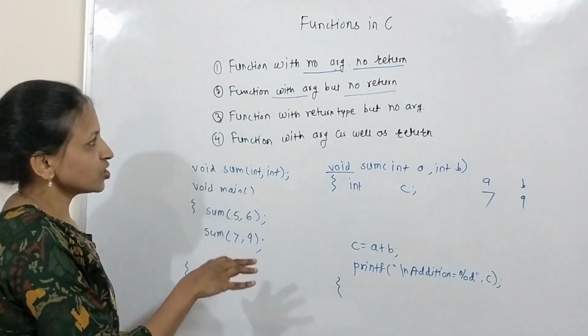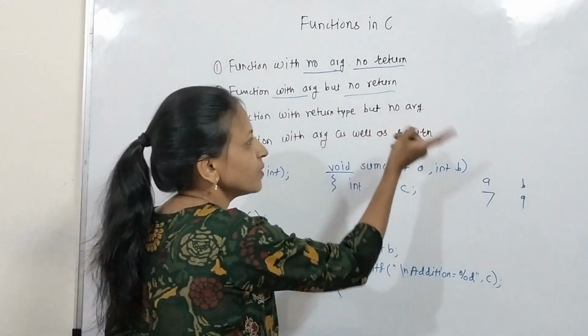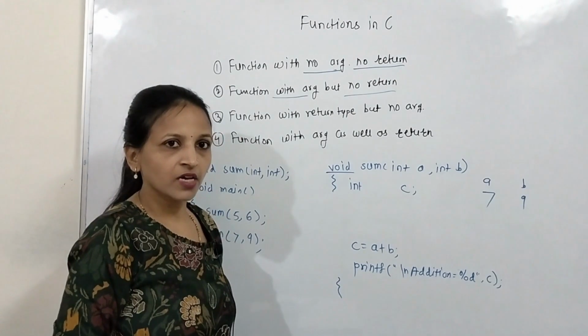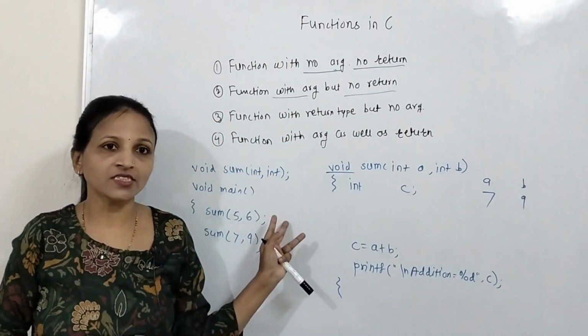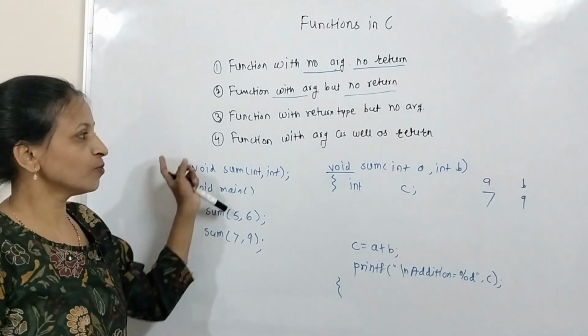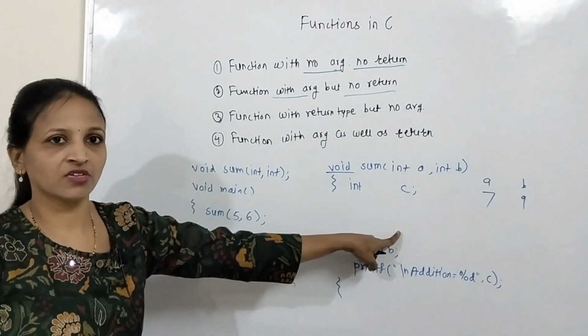Now the next function type is function with return type but no argument. What is this? Function with return type means the function is returning something outside, but no argument is passed to that function.